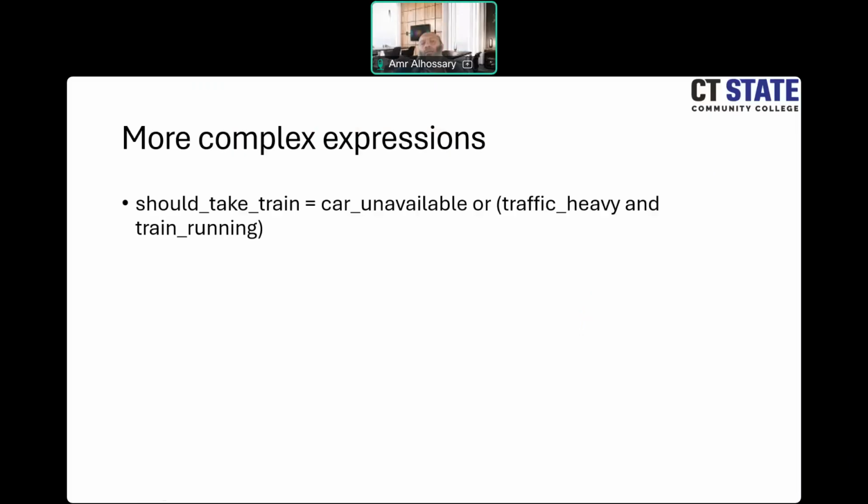So if the car is unavailable, then I have no choice. I have to take a train. If the car is available, but both of the other conditions, heavy traffic and the train is running, are true because they are linked by and, then in this case I would prefer to take the train. If traffic but no trains, I have no option.